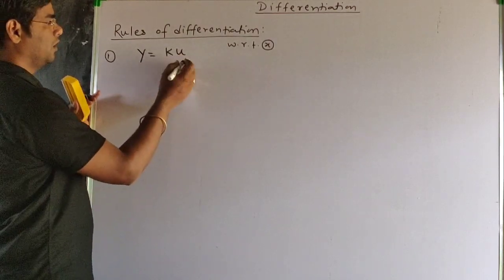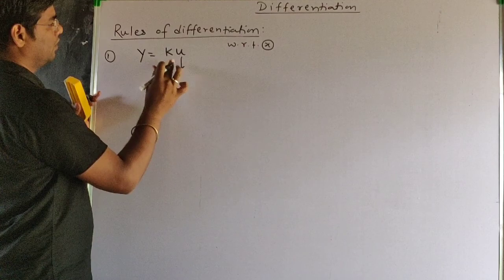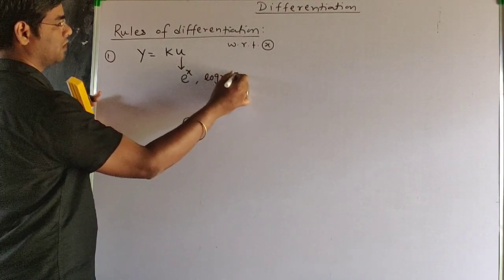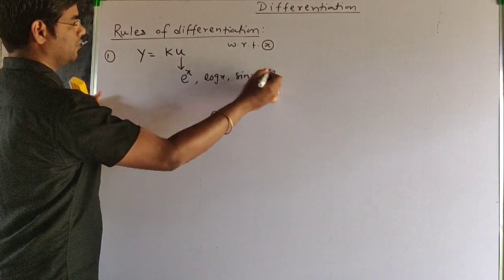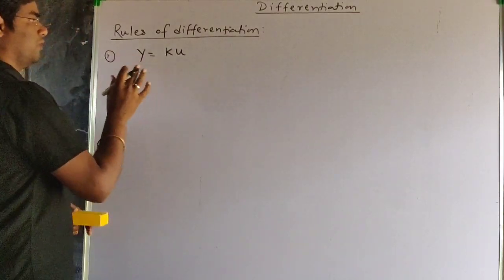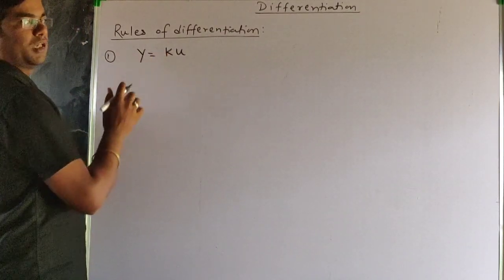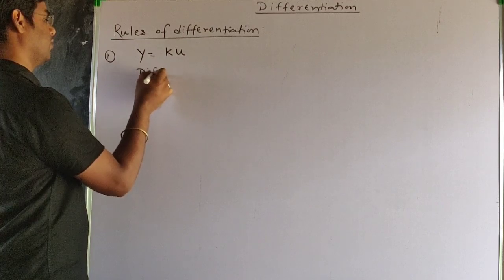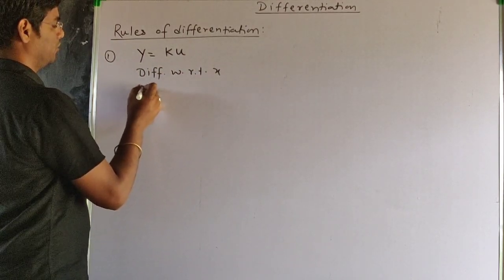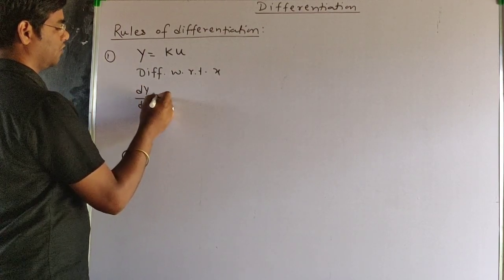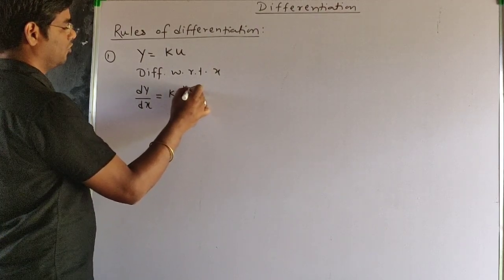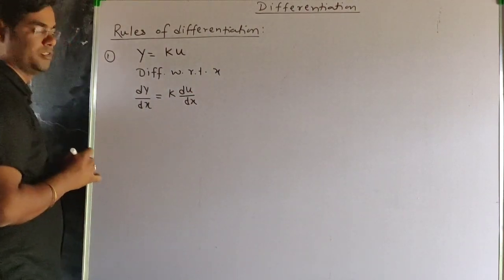Variable means what? It contains the terms of x, suppose e raised to x, log x, sin x, x square. So here k is constant and u is any variable, and suppose we want to differentiate y is equal to k into u. So how to differentiate y is equal to k into u? Differentiate with respect to x. So differentiate means what? Write down d by dx on both the sides and take constant common. Here k is constant, so constant into variable, differentiation of variable.